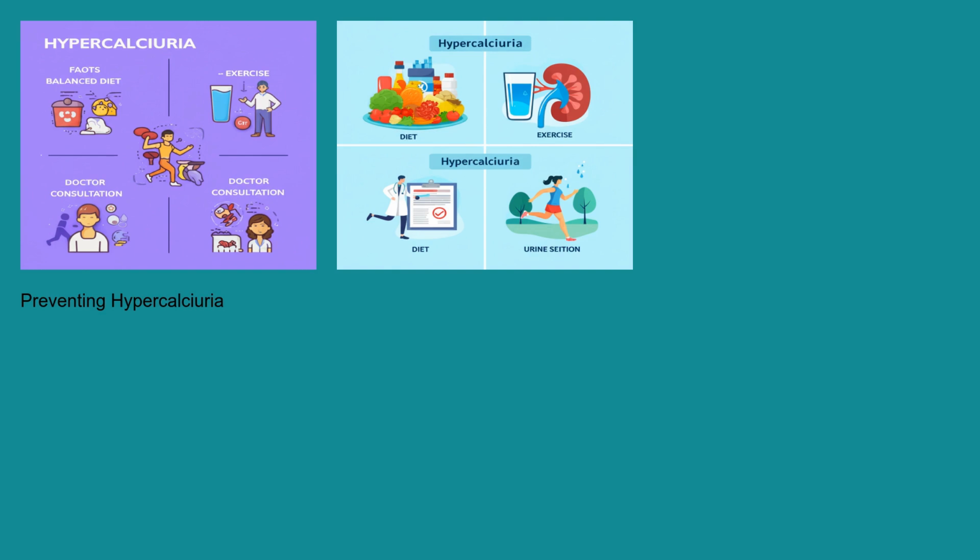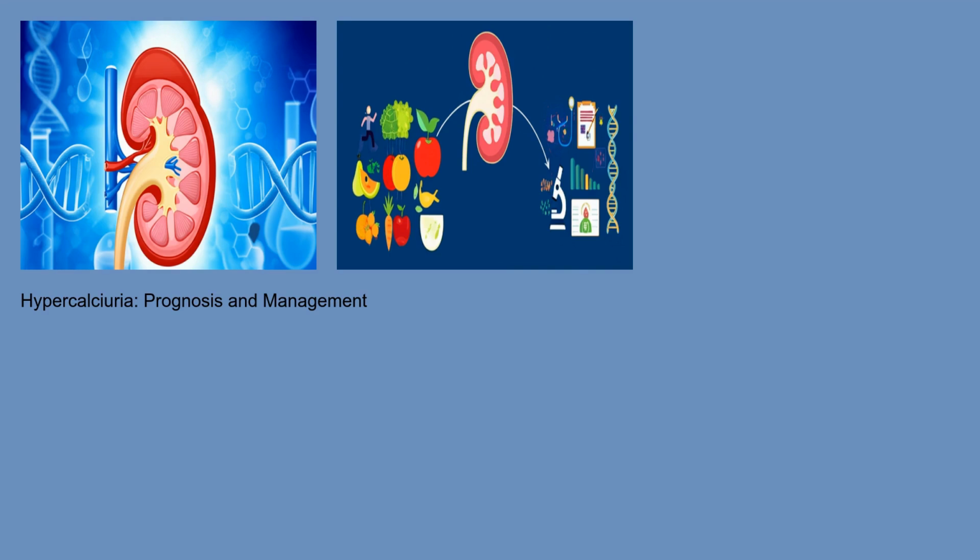Individuals with a family history of kidney stones or hypercalciuria should discuss their risk factors with their doctor and consider periodic urine testing. The prognosis for individuals with hypercalciuria is generally good, especially when the condition is diagnosed and managed effectively. With appropriate treatment and lifestyle modifications, the risk of kidney stone formation and other complications can be significantly reduced.